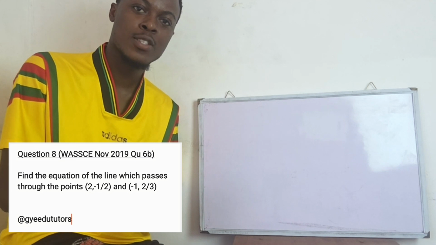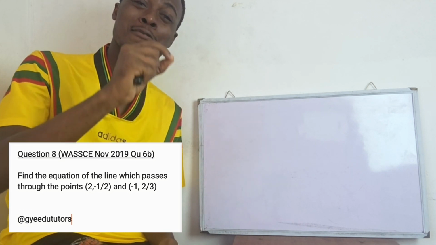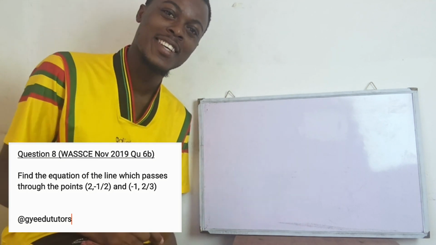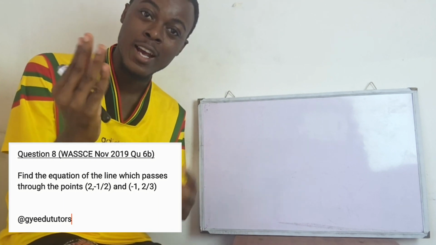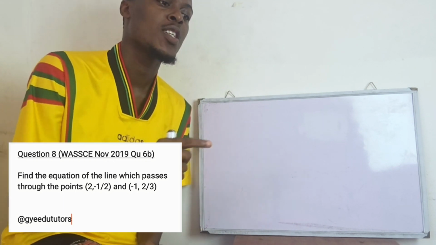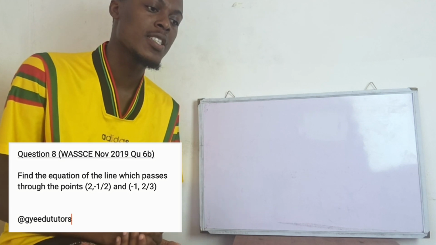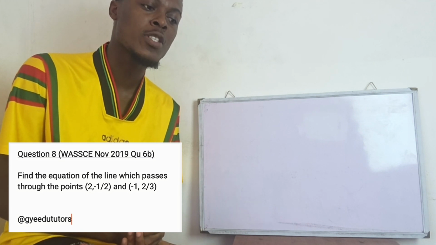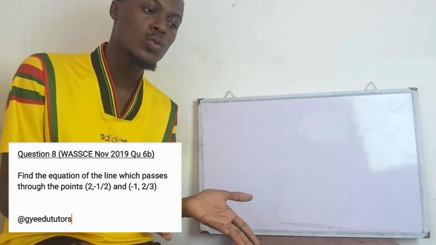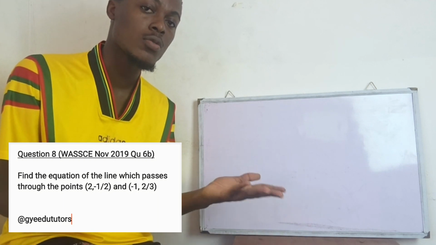So there's this question that we want to solve. This question is very easy. It's an equation of a straight line, and I want us to do it together. Okay. So now it's a WASSCE question, November 2019. Question 6b. It said, find the equation of a line which passes through the points (2, -1/2) and (-1, 2/3).